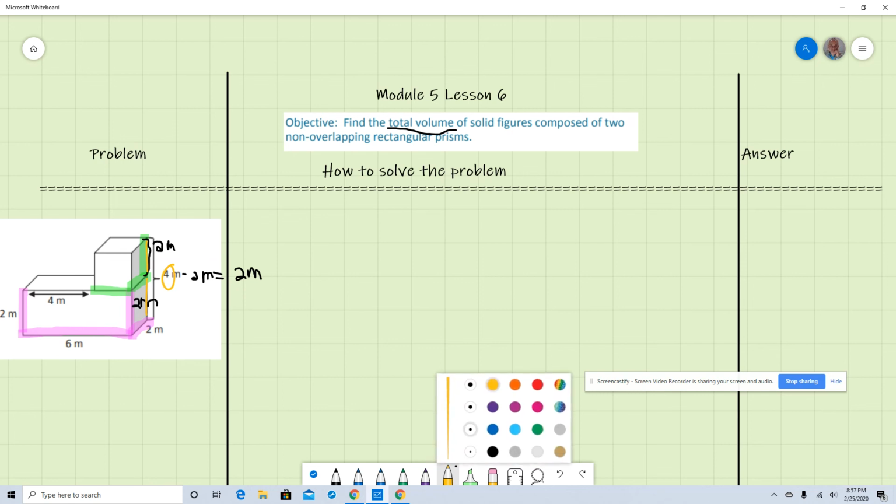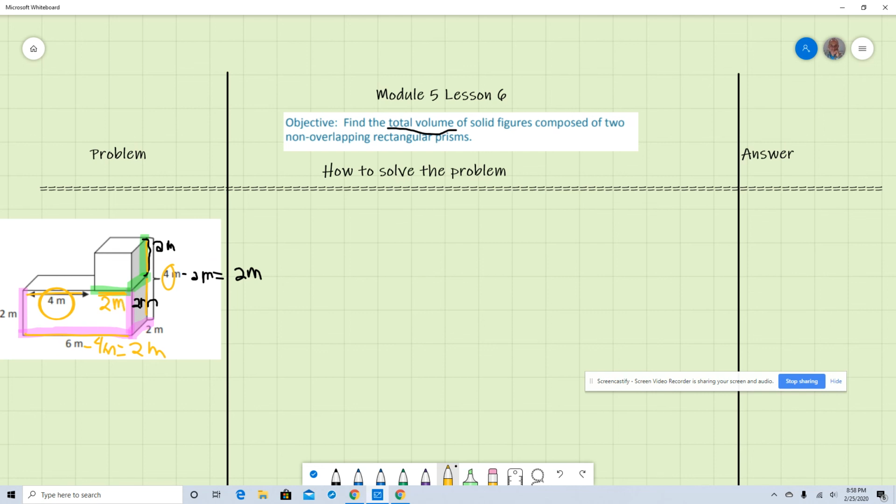Okay? Now we're missing one thing. This is 4, but this is 6. And I know there's this part right here. We need to know the length of that particular cube. This should equal 6 because it should be the same length as this. So the way you solve this one, you're going to subtract the 4 meters from the 6, and the answer is going to be 2 meters. So now we know that this part right here is 2 meters. Now we have the dimensions for all of them.